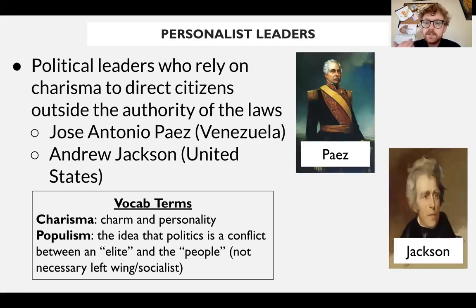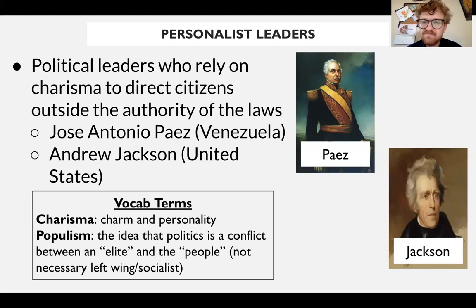Well, we're going to see a trend in American, so meaning North and South America history, concerning the role of government in politics. Well, considering the role of the people in politics. And we're going to see that with the rise of personalist leaders. And what are personalist leaders? Well, they're leaders who use their charisma to rally citizens for whatever cause that leader wants to happen.